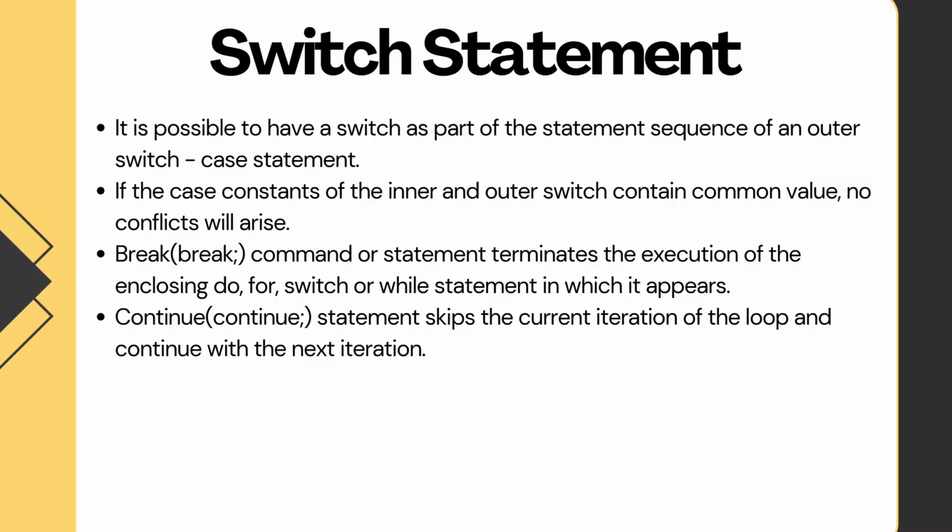It is possible to have a switch as part of the statement sequence of an outer switch case statement. If the case constants of the inner and outer switch contain a common value, no conflict will arise. The break statement terminates the execution of the enclosing or nearest do, for, switch, or while statement in which it appears. The continue statement skips the current iteration of the loop and continues with the next iteration.